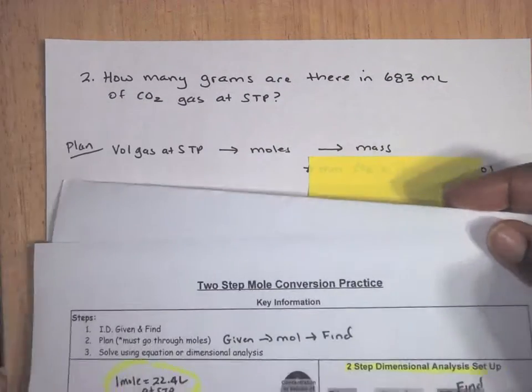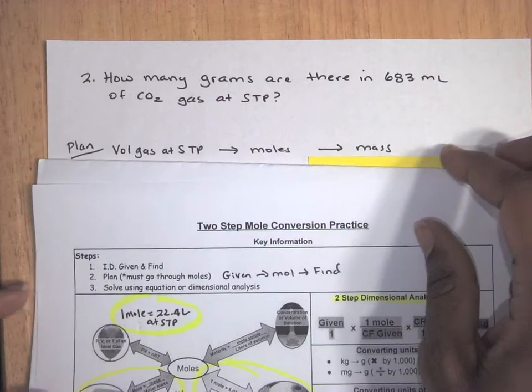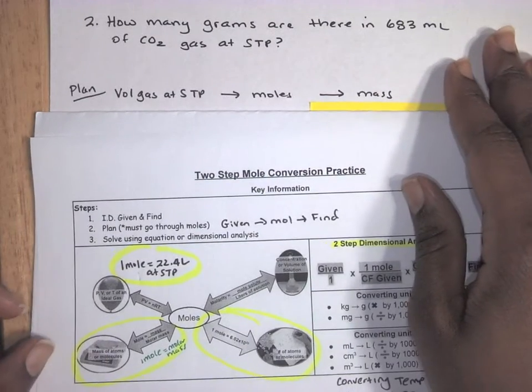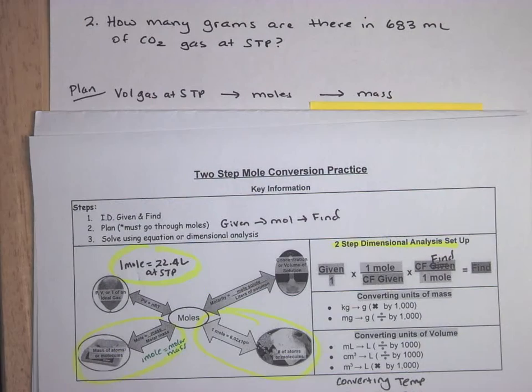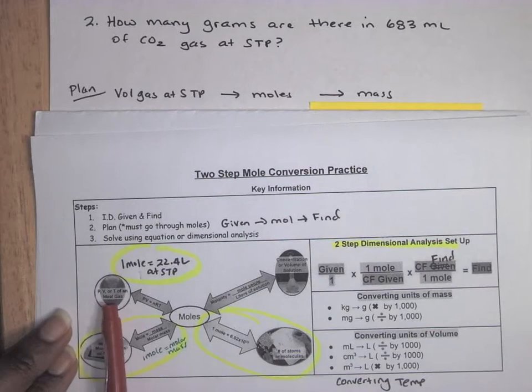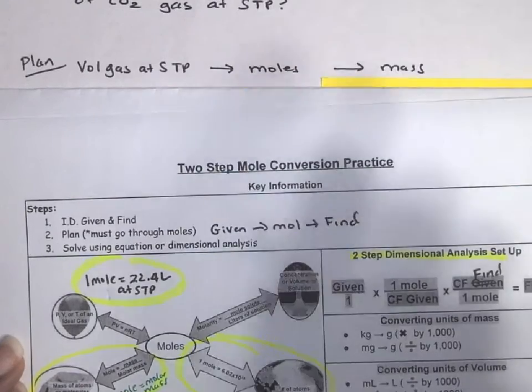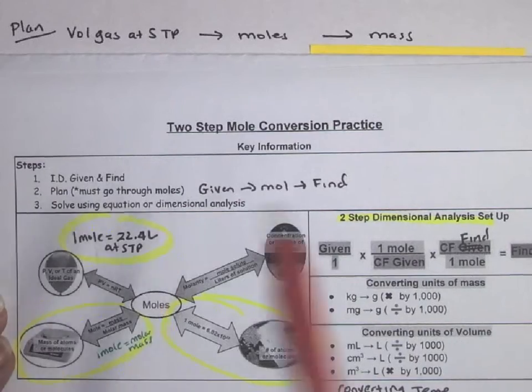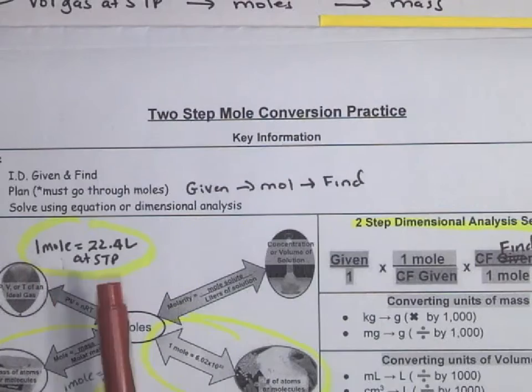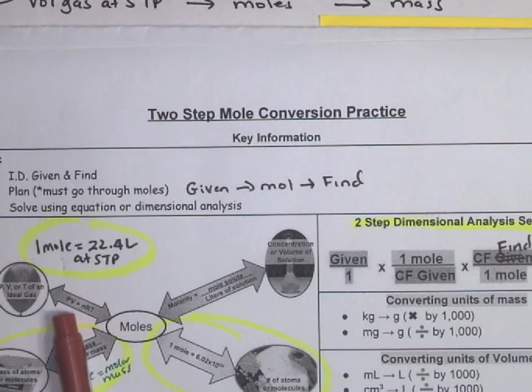Okay, so here we go. This is my plan. Now that I have my plan, I'm first going to show you how to solve this using equations. So I'm starting over here. That means the first equation I'm going to use, let me just zoom this in real quick so you can see a little better, is the PV equals nRT equation.